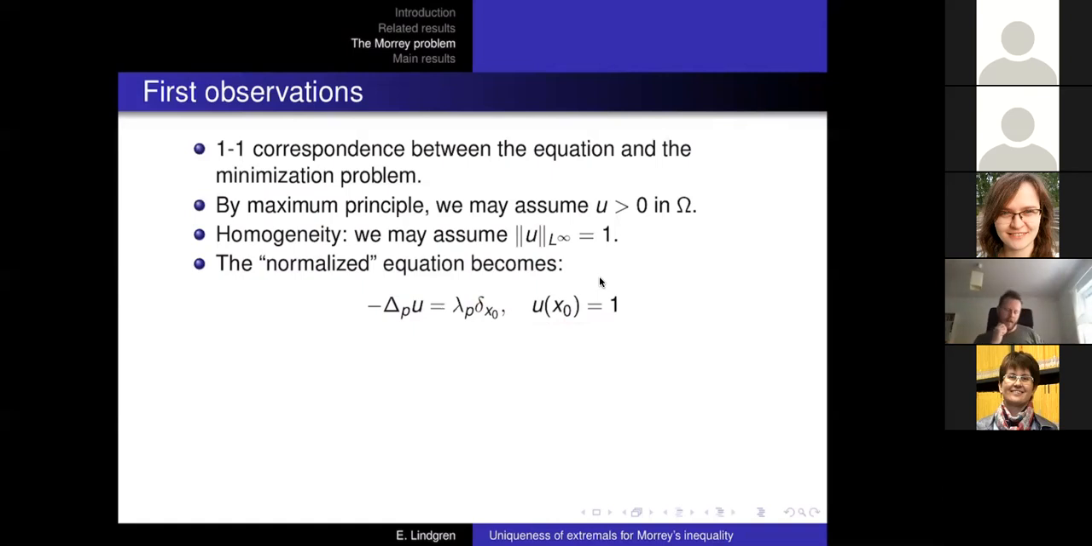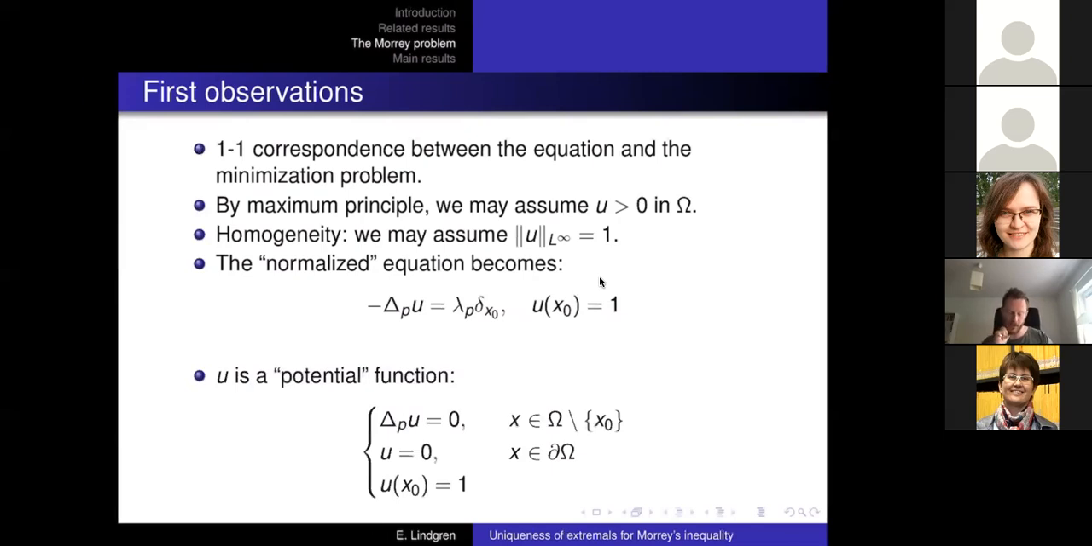Okay, so this brings us naturally to consider so-called potential functions. The potential function is just that, given a point x0 inside omega, you can of course solve the equation where you put the function to be 1 at this midpoint and 0 on the boundary. So this is what I just call potential functions. You are given a point and you solve the equation with boundary data 1 at x0 and 0 on the boundary and p harmonic elsewhere.